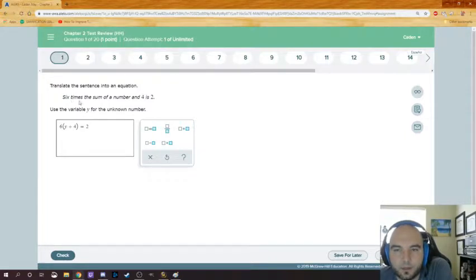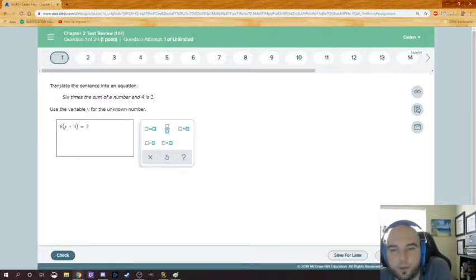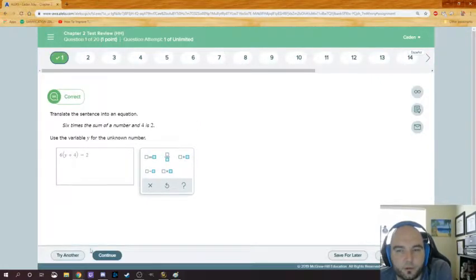That's it. So 6 times, and then inside the parentheses, the sum of a number and 4 is 2. So yours might say slightly different words. If it had said something like the sum of 6 times a number and 4, I wouldn't have used the parentheses. If it said the sum of 6 times a number and 4 is 2, I would have written that. But if it says 6 times the sum, it's a little bit different. I'm just mentioning that because it could go either way for you when it's problem time, okay? Alright, that was it. Done.